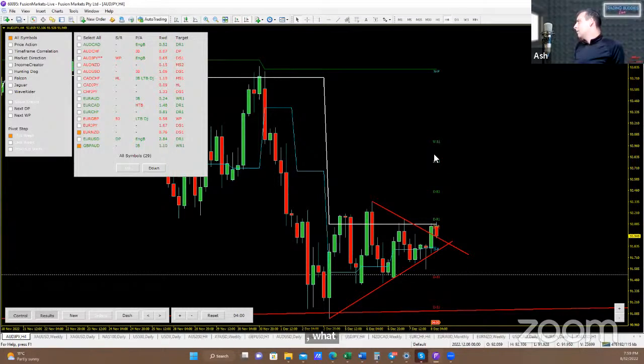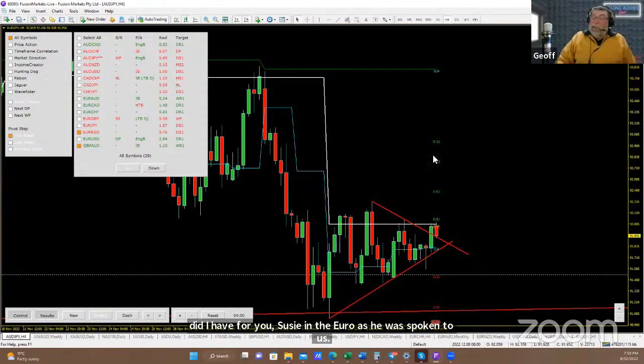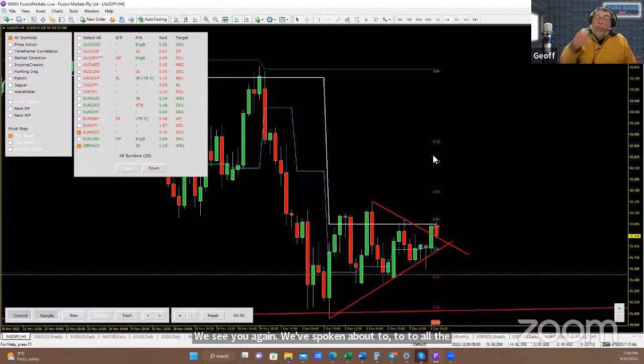What else did I have for you? Swissy, and no, Euro Aussie we've spoken about. Euro Swissy, Euro Yen we've spoken about. All the pound pairs, I'm not really that interested in the pound pairs. But earlier in the week, we were talking about three things: Euro Kiwi, Pound Aussie, Pound Kiwi. Let's have a look at them.